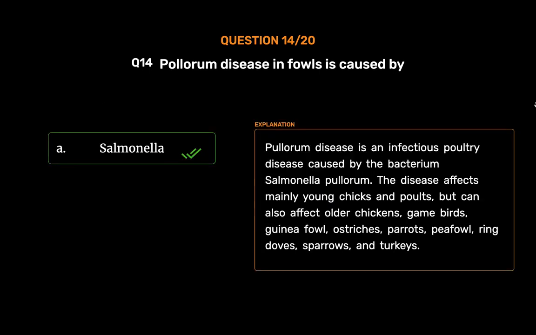Salmonella. Pullorum disease is an infectious poultry disease caused by the bacterium Salmonella pullorum. The disease affects mainly young chicks and poults, but can also affect older chickens, game birds, guinea fowl, ostriches, parrots, peafowl, ring doves, sparrows, and turkeys.